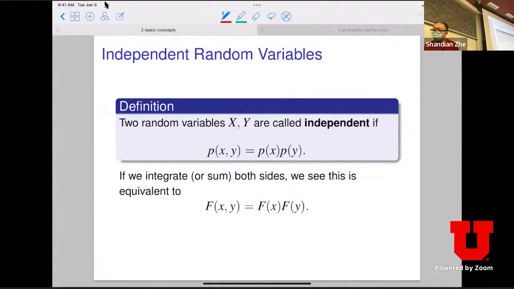A very, very important concept is called independence, that is, independent random variables. When we talk about events, for example event A and event B in the original probability space, we say A and B are independent if and only if the joint probability of A and B equals the product of their marginal probabilities. But when we talk about random variables, remember random variables are kind of mappings.